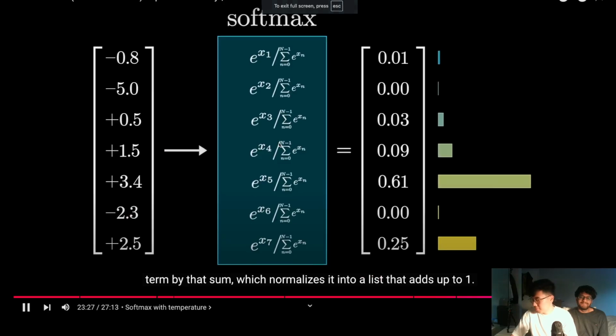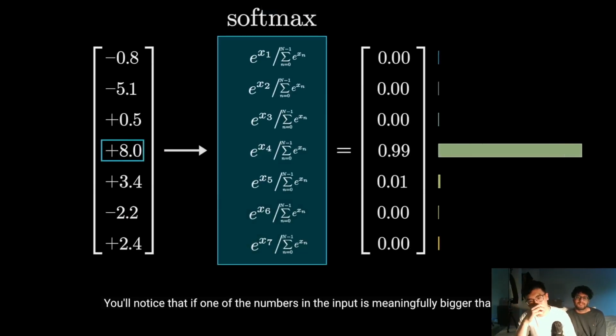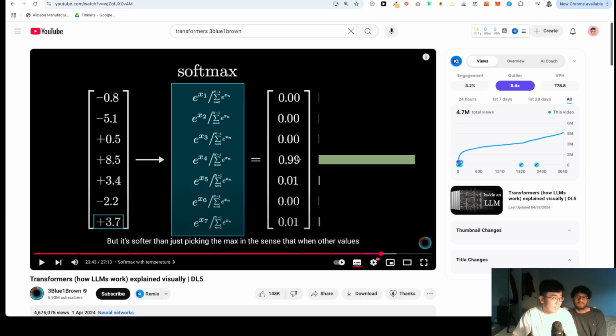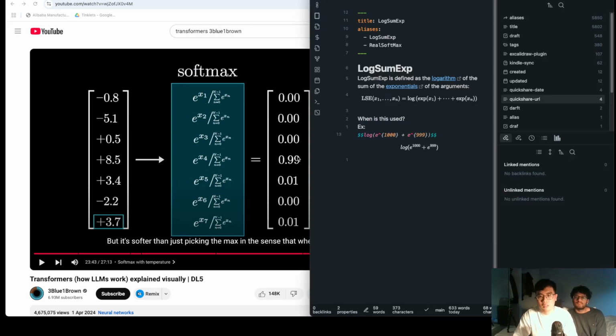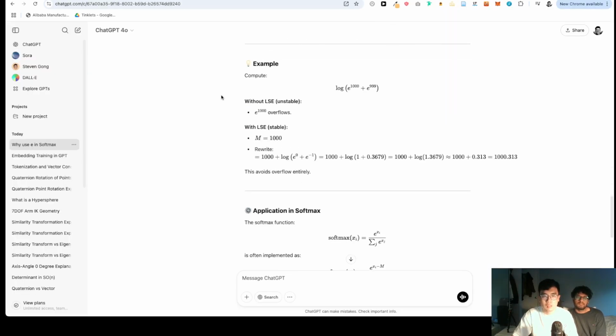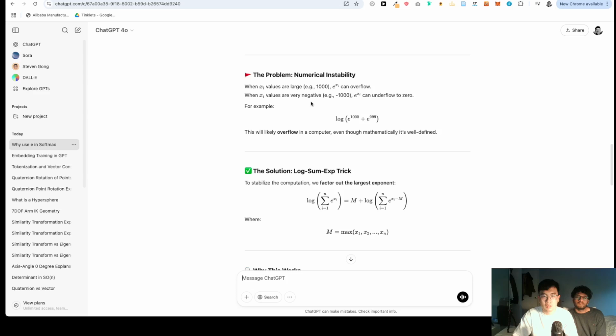Which normalizes it into a list that adds up to 1. You'll notice that if one of the numbers in the input is meaningfully bigger than the rest, then in the output, the corresponding term dominates the distribution. So if you were sampling from it, you'd almost certainly just be picking the maximizing input. But it's because of the log x trick. Where did the m come from?